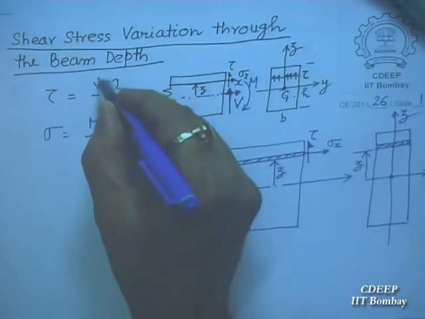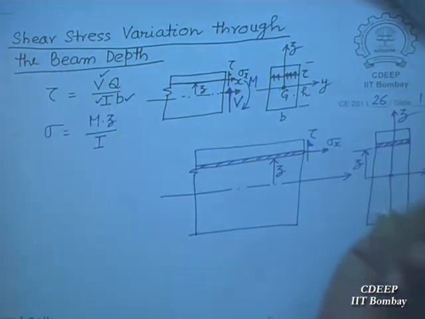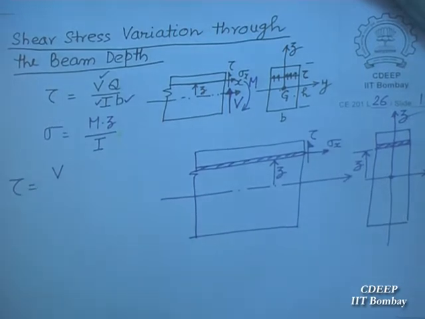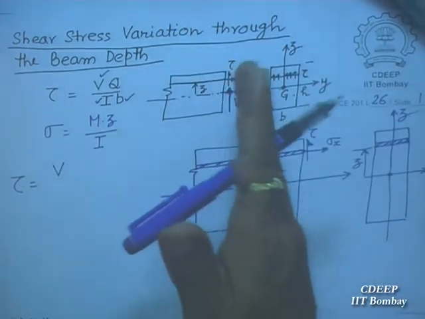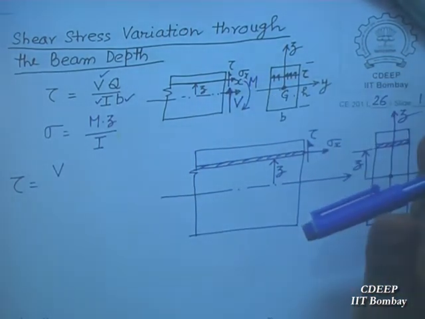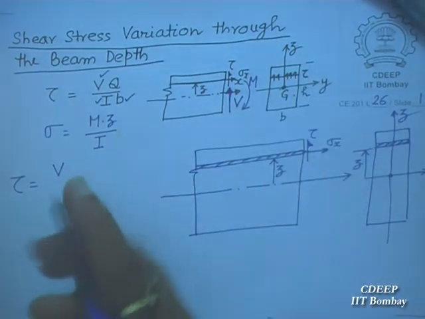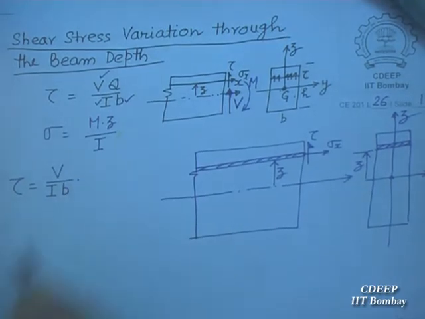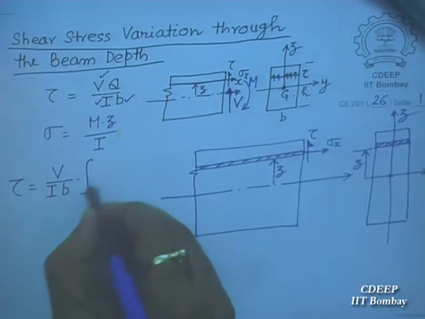So you see in this formula, V is constant on the cross section, moment of inertia is constant, width of the beam is constant. So this tau at any cross section, first of all it is a function of V. So it will be different at different cross sections because shear force will be changing along the length of the beam. So it will be a function of x along the length. But for a given section, V is constant, moment of inertia is constant, width of the beam is constant. So only Q, and Q is given by the integral of y dA.